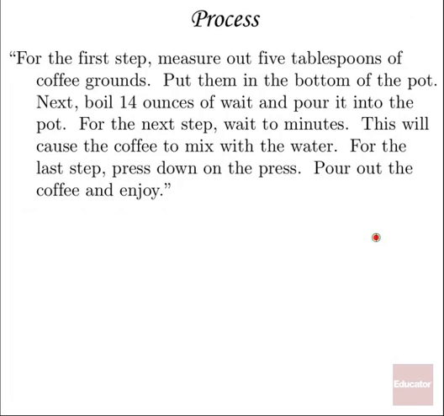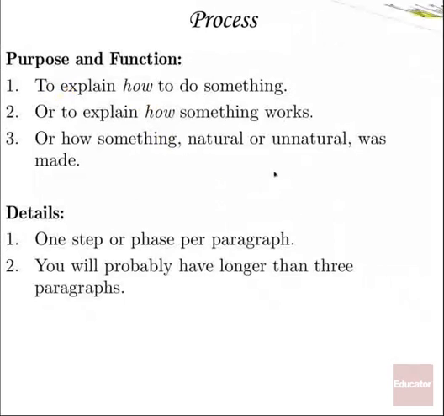Here's an example of a process. For the first step, measure out 5 tablespoons of coffee grounds. Put them in the bottom of the pot. Next, boil 14 ounces of water and wait to pour it into the pot. For the next step, wait 2 minutes. This will cause the coffee to mix with the water. For the last step, press down on the press. Pour out coffee and enjoy.